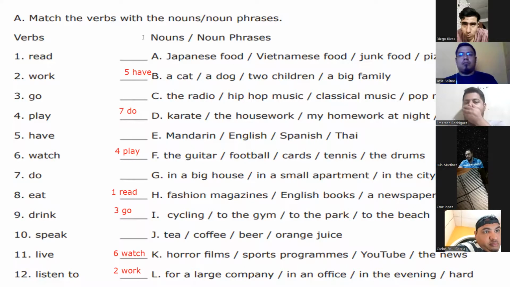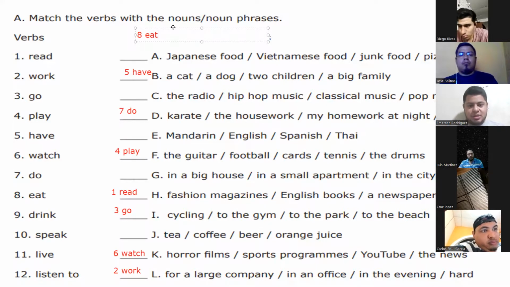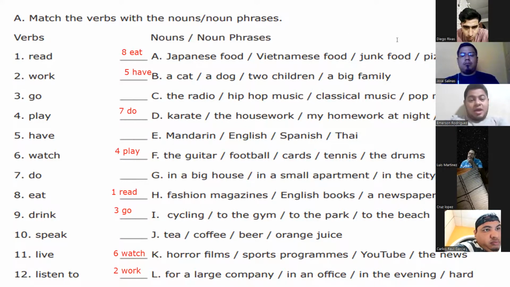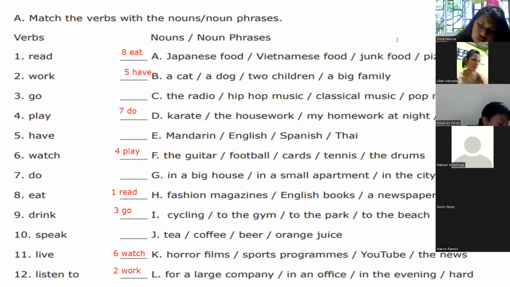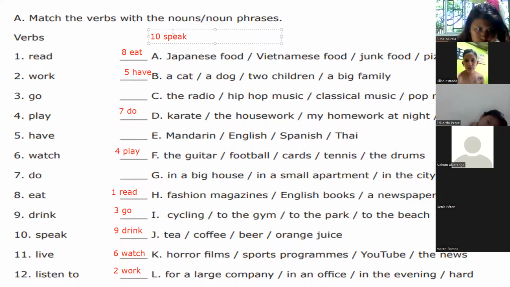Yes. Emerson, please eat. It is eight. Eat Japanese food, eat Vietnam food, eat junk food, eat pizza. Okay, thank you. Lillian, what do you have for the nine, drink? ¿Cómo se llama? Se me ha olvidado la J. Bueno, la J es. Okay. Drink tea, coffee, beer, and orange juice. Yes. Thank you very much.